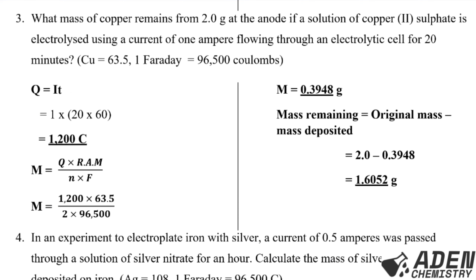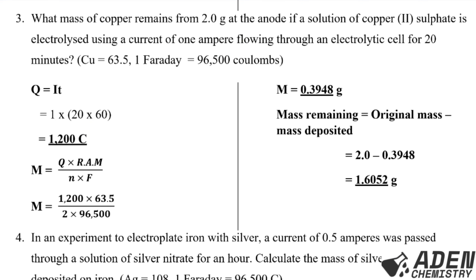So here we are going to start by looking for the quantity of electricity passed, and quantity is gotten by IT. I is current, which is measured in amperes. T is time, which must be in seconds. So the ampere that we are given here is 1 ampere, multiplied by the time given here, which is 20 minutes. We take 20 minutes, multiply by 60 to convert it into seconds. When we put this in the calculator, we are going to get 1,200 coulombs.